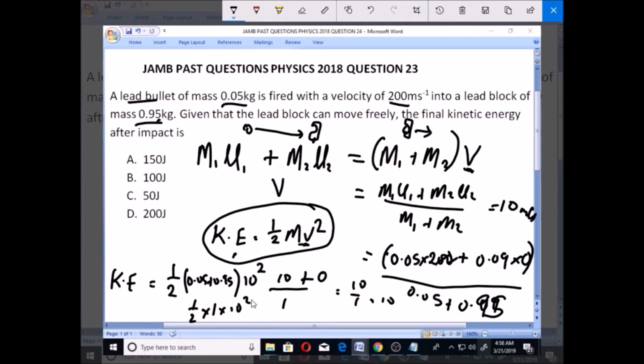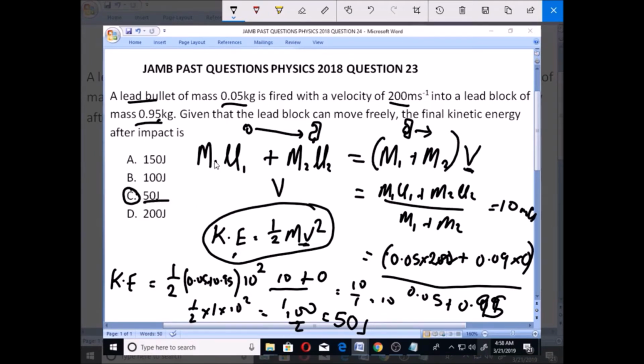And 10 to the power 2 is 100. So we simply have this equal to 100 all over 2, because 1 times 1 is 1, 1 times 10 to the power 2 is 100. So this is 100 over 2, giving us the final answer as 50 joules, and C is the right option for this, which is 50 joules.